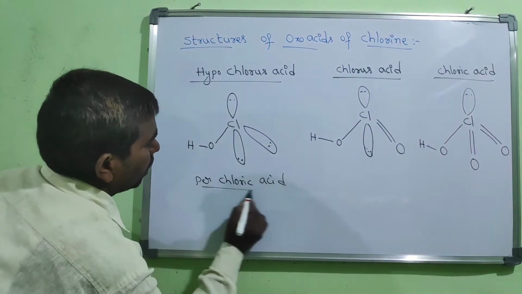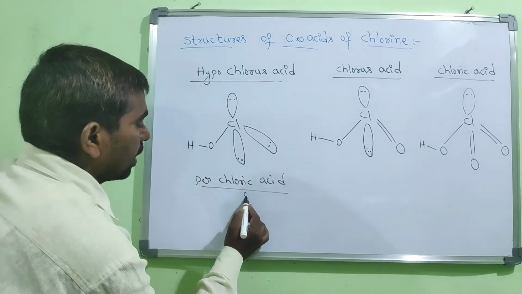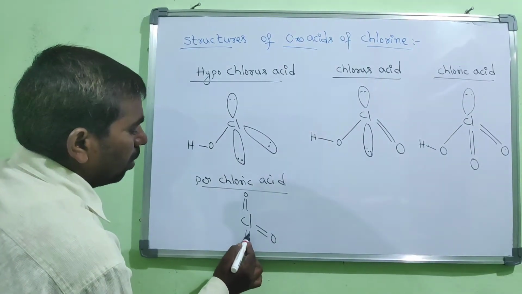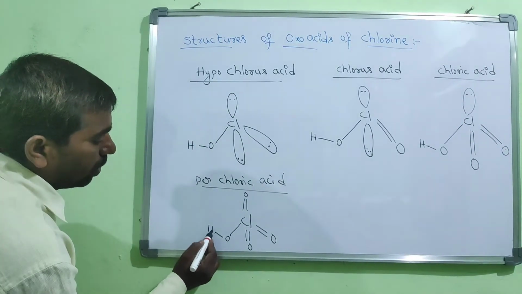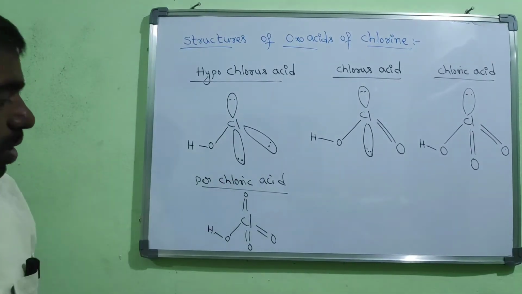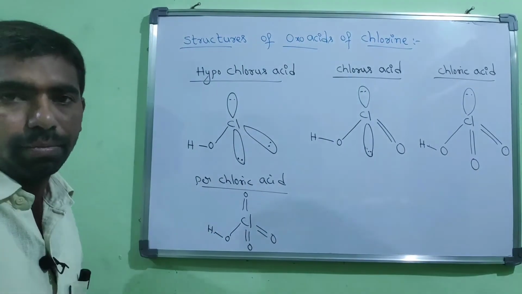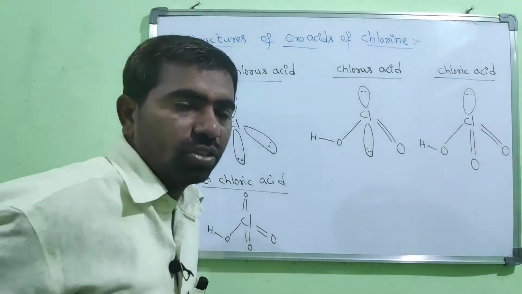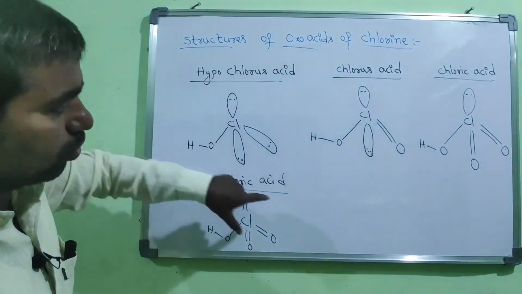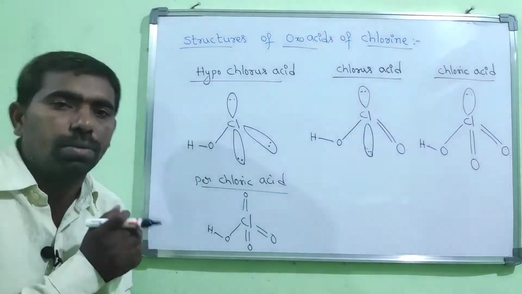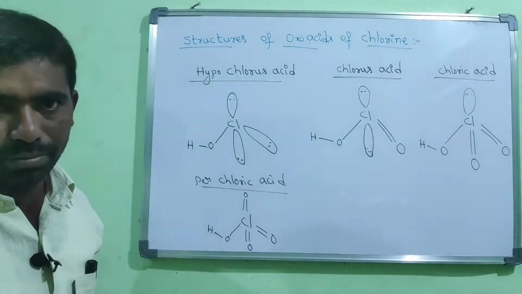The central atom is chlorine, and there are 4 oxygens, 3 bonded with double bonds and another with a single bond. OH is there. So this is the structure of HOClO3, perchloric acid. In each and every structure, the central atom is chlorine, and with the consideration of lone pairs, all the structures have tetrahedral shapes. This is about the structure of oxo acids of chlorine.